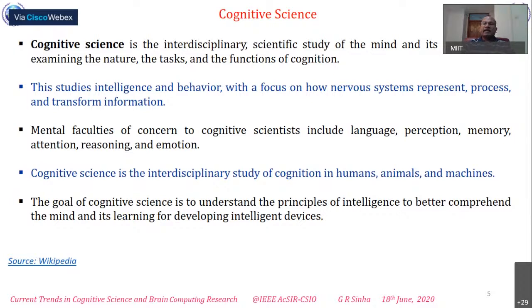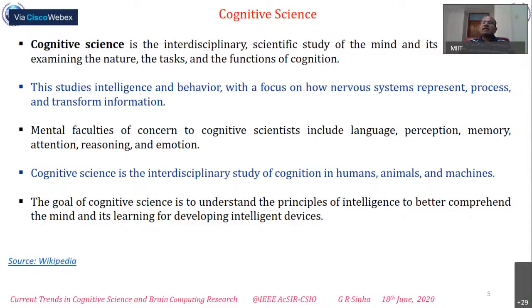It studies intelligence and behavior, with a focus on how the nervous system represents. The entire nervous system is our entire human brain system. How does it process, and how does it transform or interpret the different information which it receives through different sensory organs? Some mental faculties of cognitive science are language, perception, memory, attention, reasoning, emotion, etc. Cognitive science is, as I told you, the interdisciplinary study of cognition. It's the study in humans as well as animals as well as machines. But today's focus will be only on the human brain. We will not be emphasizing animals or machines.